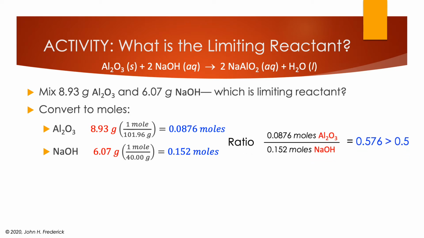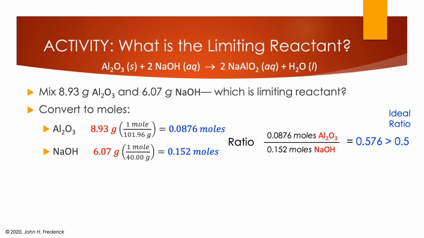So in this case, the ratio is 0.0876 divided by 0.152. So my actual ratio is 0.576. But the ideal ratio, this is the same ideal ratio as we saw earlier in this video, is 0.5. So now my actual ratio is greater than my ideal ratio.